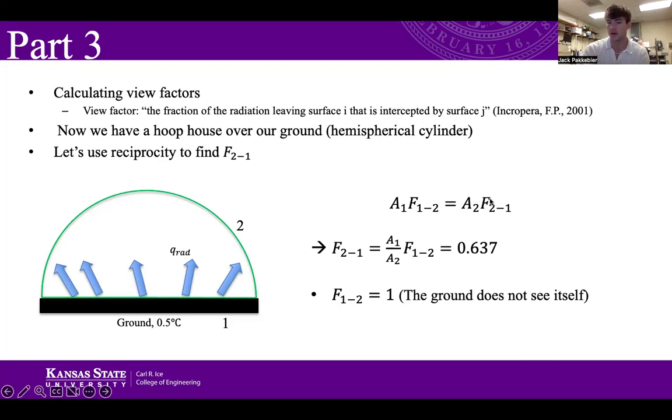Knowing this, we know the areas as well. We could then calculate the view factor for F2 to 1, or the hoop house to the ground. So we found that this is 0.637. That makes sense. Not all the radiation being emitted from the hoop house is going to hit the ground. It could come off at an angle here and then hit itself, the hoop house. So it wouldn't be 1.